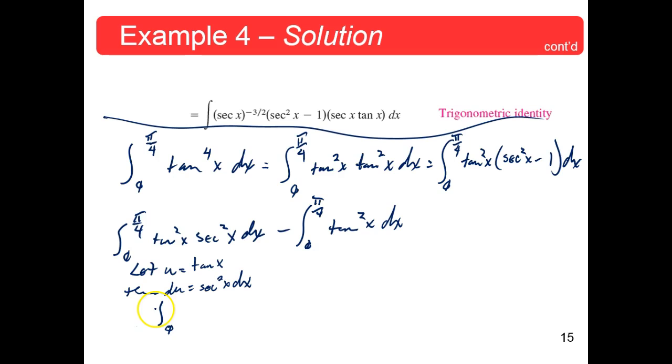Is that defined? No, it's 0 over 1. It's 0, yeah. 0, okay? And what's the tangent of pi fourths? 1. Ha! This one is going to be pretty okay, isn't it? So u is tangent, so that's tangent squared is u squared, and du is secant squared x dx, so that's du.